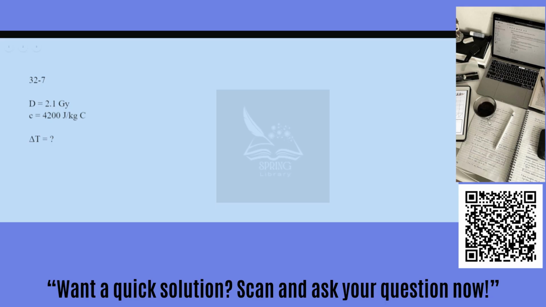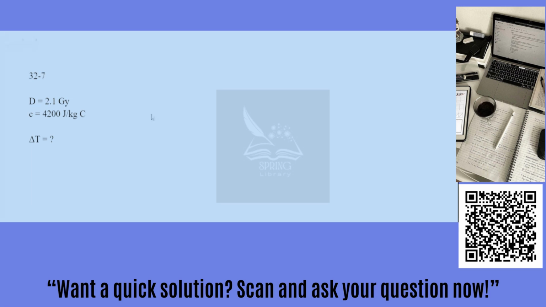Question 7 states that example 1 discusses the concepts that are relevant to this problem. So if you're looking at the textbook, example 1 is just noting, based on an observed dose or observed energy, the change in temperature that can be observed. So I recommend looking at that question before going through this problem.